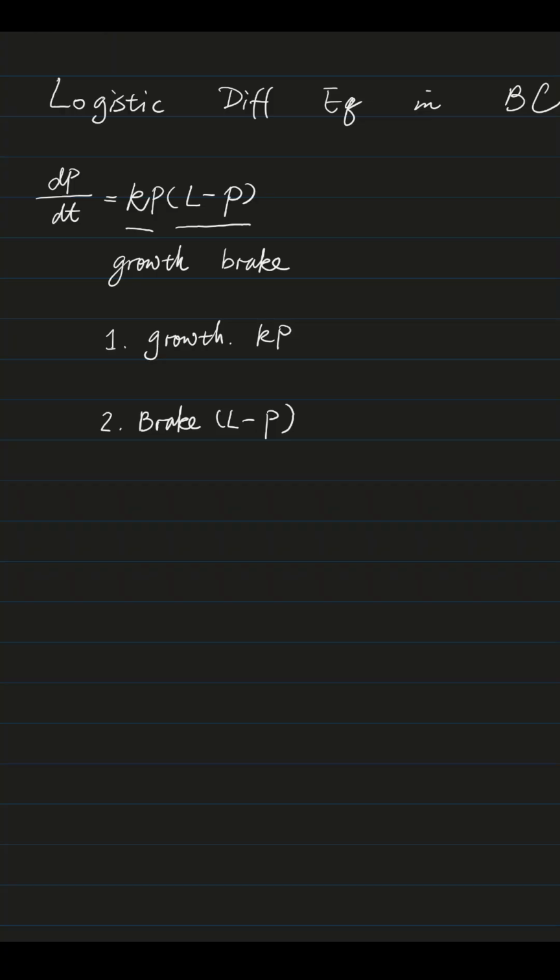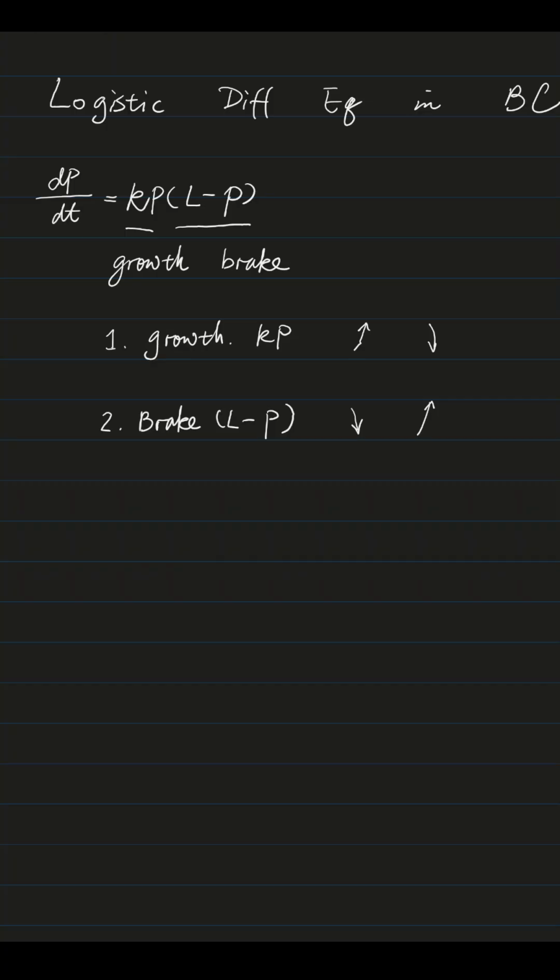Let's say for the P term, when P increases, then L minus P would decrease. If P decreases, then L minus P would increase. When you multiply them together, you get a dynamic system. It balances the growth and the brake.